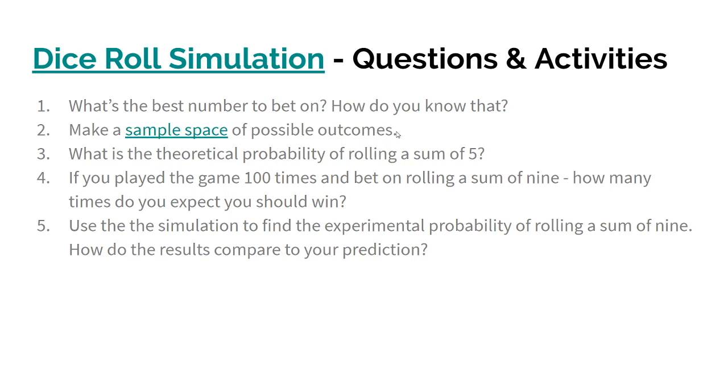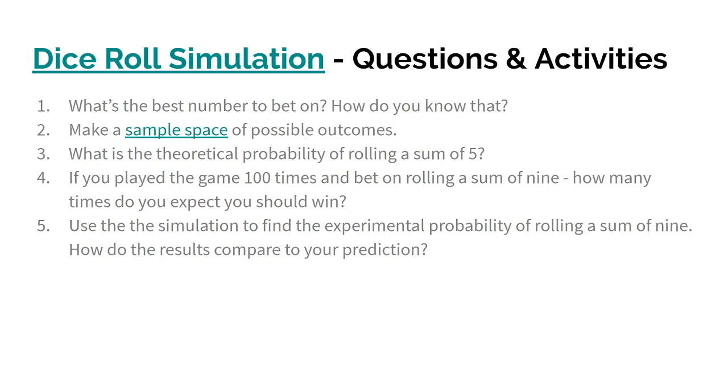Number 3, what is the theoretical probability of rolling a sum of 5? Use your sample space to figure that out. Remember that the theoretical probability is not the same as the experimental probability. Number 4, if you play the game 100 times and you bet on rolling a sum of 9, how many times do you expect that you should win? Again, if you're not sure how to tackle this question, then you should go back to the previous lesson on basic probability. There are some skills in there on theoretical probability, sample space, and making predictions based on probability.